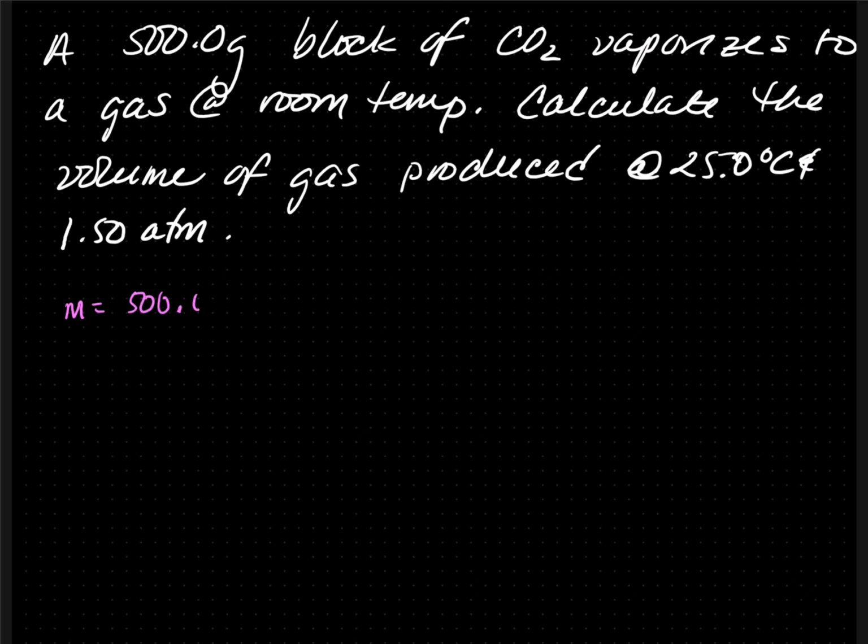So we have a 500 gram block of CO2, so that means there's a mass of 500 grams. It vaporizes to a gas at room temperature. Calculate the volume, so we're looking for volume, produced at 25 degrees Celsius, that is the temperature of the room, and a pressure of 1.50 atm. The only formula with one P, one T, one V is the ideal gas law, so this is PV equals nRT.